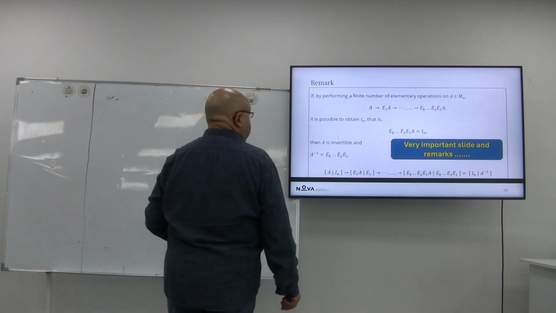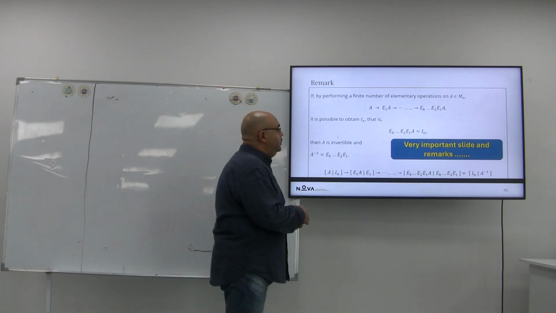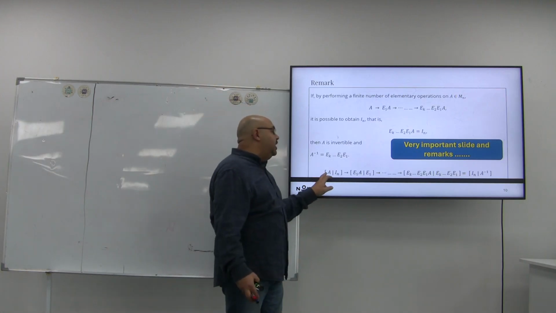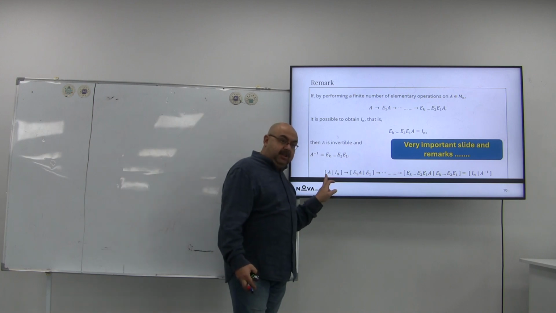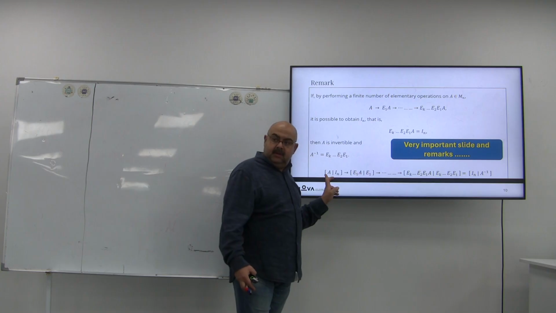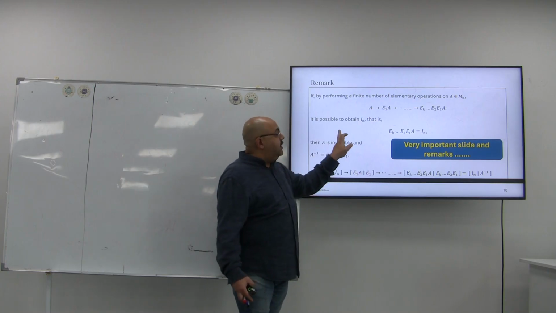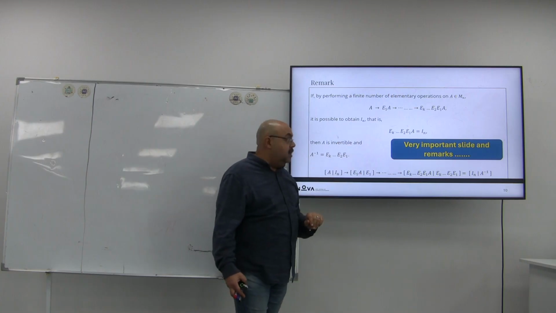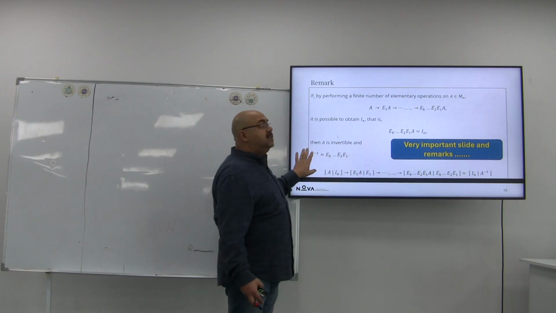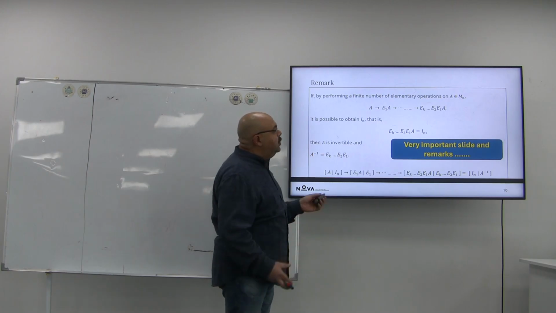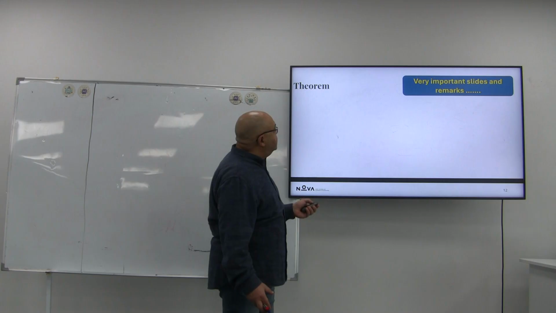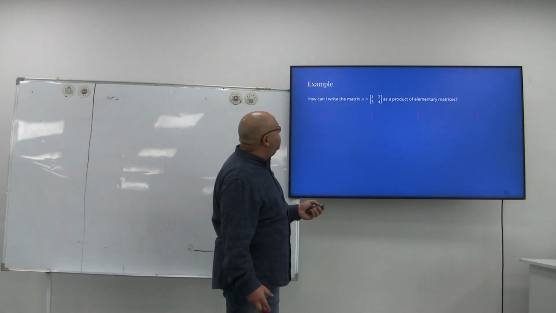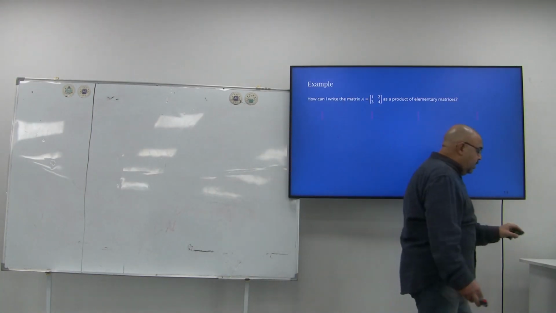This slide is very important. It expresses how to get the inverse of a matrix using the Gauss elimination method, and it is also explained by the sequence of elementary matrices. I will go through this slide once more in detail, but after we solve this problem first.